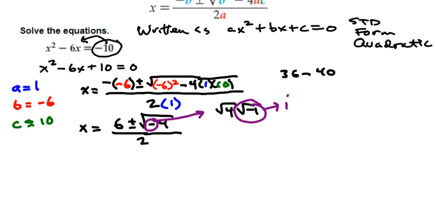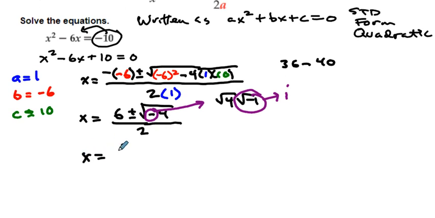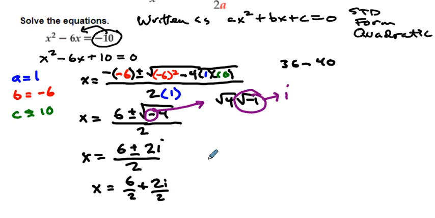So now let me get you a little room here. So we have x is equal to 6 plus and minus. So this is going to give me 2 because the square root of 4 is 2. And then the square root of -1 is i. So it's going to give me 6 plus and minus 2i over 2. Now I'm going to simplify this. I can bust this up like this, x equals 6 over 2 plus 2i over 2, and then I also have x is equal to 6 over 2 minus 2i over 2.